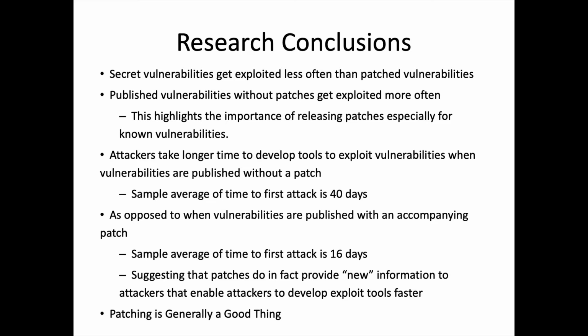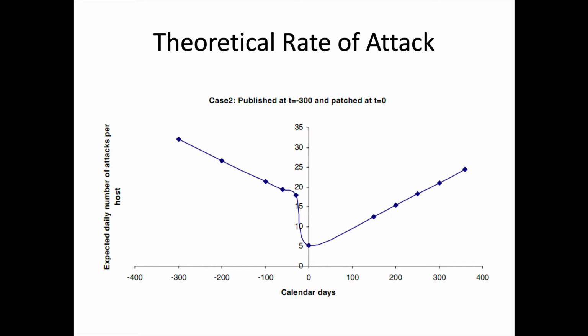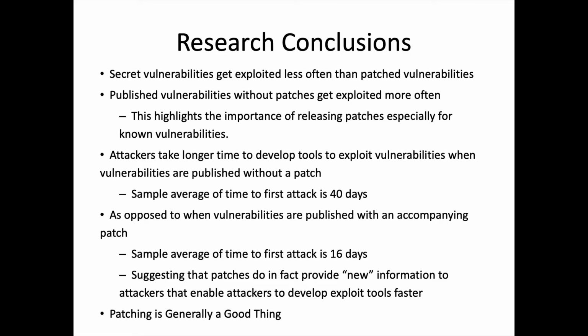All right, research conclusions. Secret vulnerabilities get exploited less than patched vulnerabilities. Okay, and I think that sort of makes sense, but I'll explain that. Secret vulnerabilities are vulnerabilities that, say, NSA only has, and so they don't get exploited as often because no one knows about them, right? Not even the cyber criminals know about them. But once there's a patch, the attack rate goes down initially, but then goes back up again, right? So patched vulnerabilities get exploited more often. That's the other side of the same relationship there.